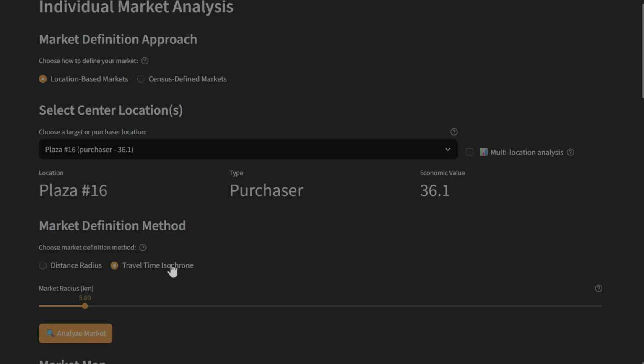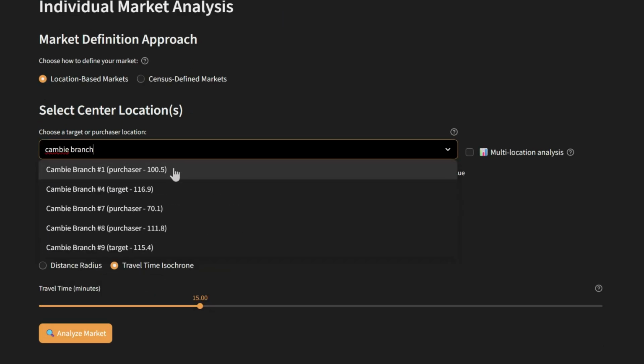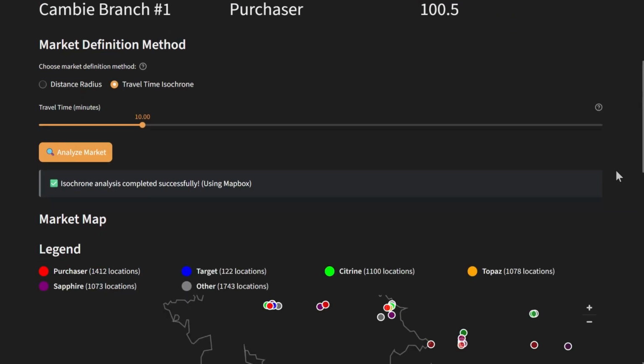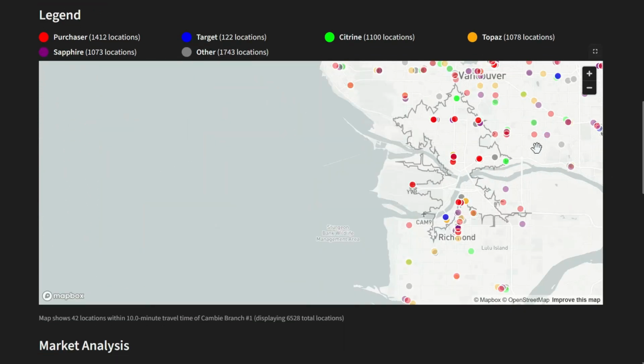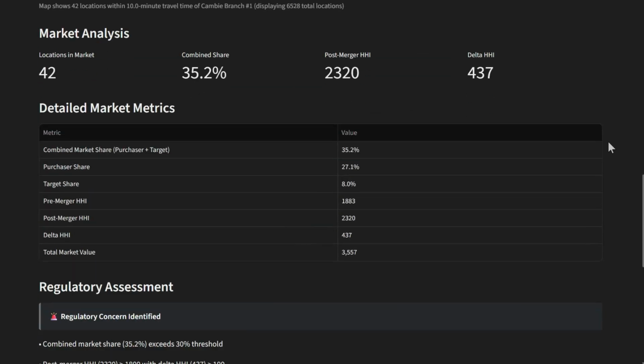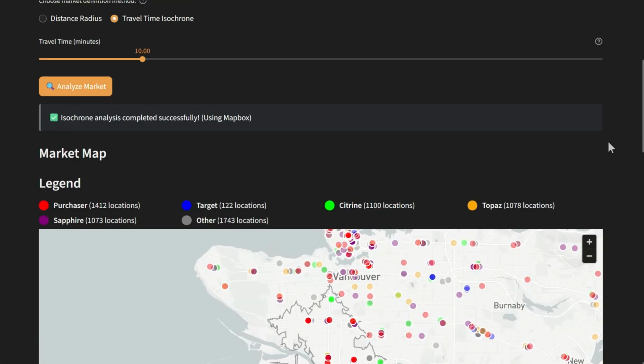Now we can also do the same thing for travel time isochrone based markets. So here we're going to choose a different location in Vancouver, set the travel time to 10 minutes, and we can look at the map of that market. So that's what the 10-minute travel time catchment looks like, and we get the more detailed competition metrics down below.